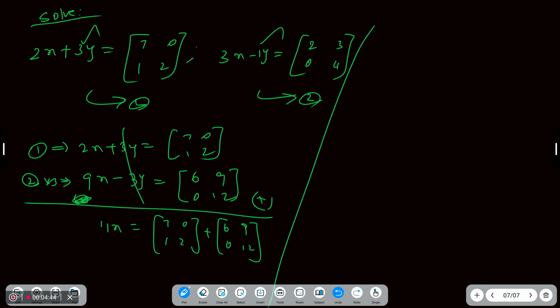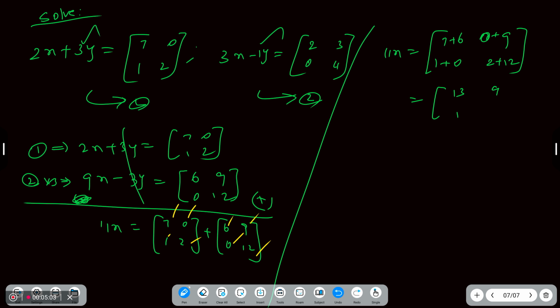Here we have 11x is equal to the matrix addition: first element with first element, 7 plus 6, second element, 0 plus 9, and next row 1 plus 0, 2 plus 12. Just adding. Then I am getting 13, 9, 1, 14. And here we have 11x. Multiply by 1 by 11 on the other side. You can stop here, or if you want, you can scalar multiply with each element also. But if you stop here also, they will accept.